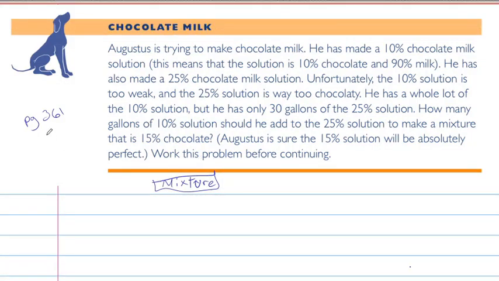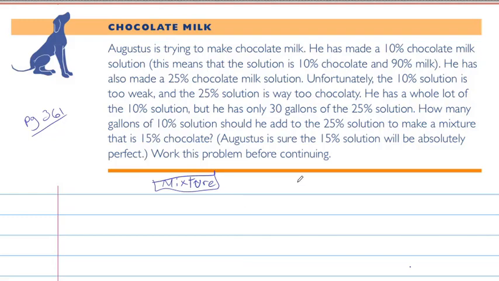So read through this. This is page 361 in case the video quality is not good enough to read this, but I'll read through it really quickly. Augustus is trying to make a chocolate milk. He has a 10% chocolate milk solution, which means that 10% is chocolate and 90% is milk. He has also made a 25% chocolate milk solution, so 25% is chocolate and 75% is milk. Unfortunately, the 10% solution is too weak and the 25% solution is too chocolatey. He has a lot of the 10% solution, but he only has 30 gallons of the 25% solution.